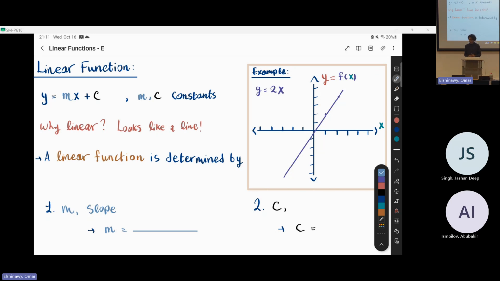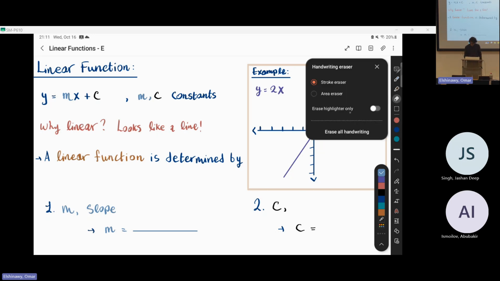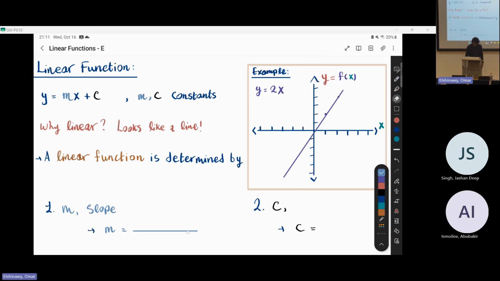Now, how do we compute it? How do we compute the value for m? Well, it's not that difficult. It's the change. Look at the change in y, and then you divide it by the change in x. That's really what it is. Nothing too sinister.